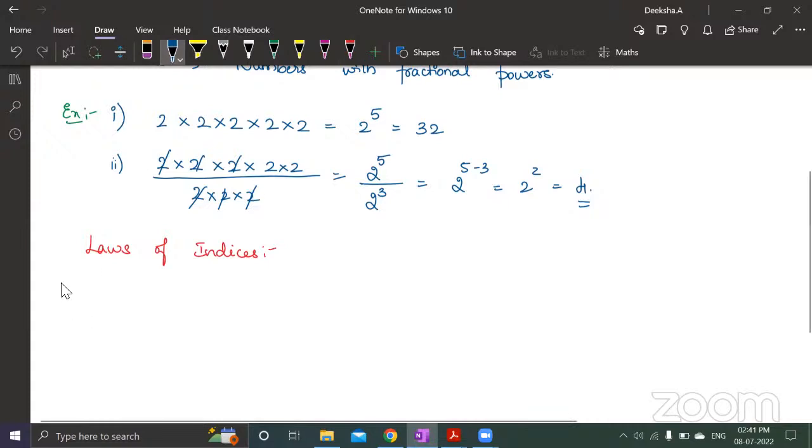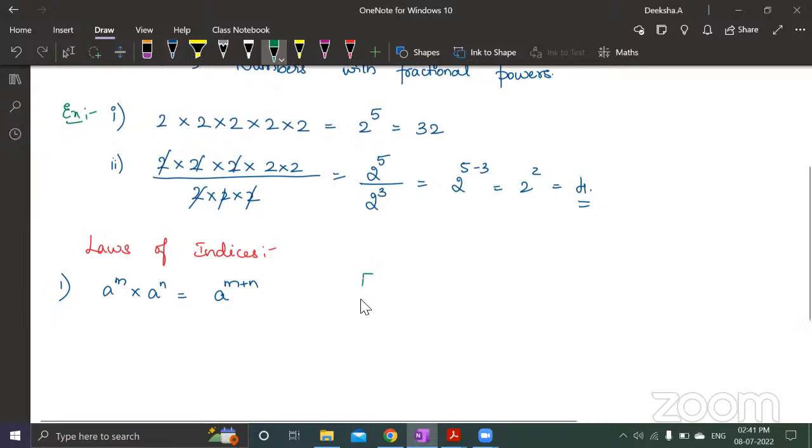So the first rule is a power m into a power n is equal to a power m plus n. So what does it mean? If you have two numbers, in both the numbers, base is same. Okay, base is same, powers are different and you're multiplying them. Then you need to add the powers for the answer.